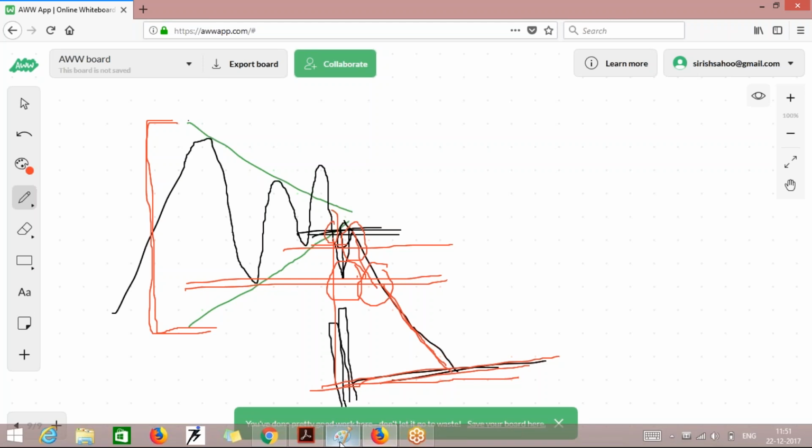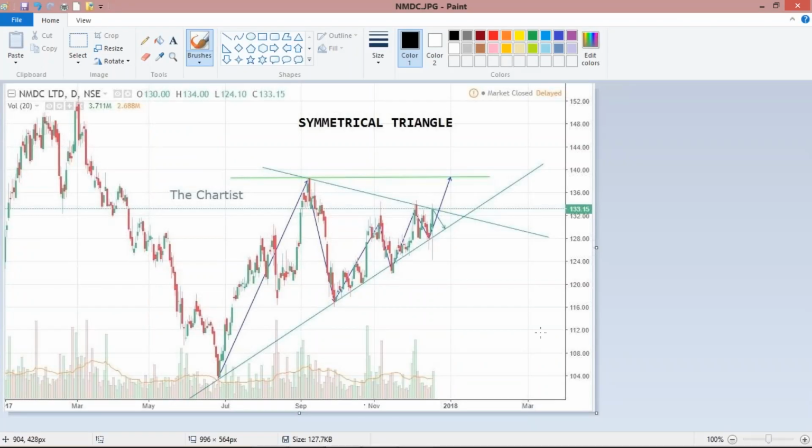Let me show you a live example. This is the NMDC chart, and it's looking like a very nice formation of a symmetrical triangle, and most probably it has already given a breakout from this level, and for the last 2 to 3 days it's trading at 135 and 136 level. So this is where it is trading, and it's a good sign that it's almost above the resistance for 2 to 3 days. So there can be a trade, and possibilities are we can look into 141, 142, 143 levels in a very short time period.